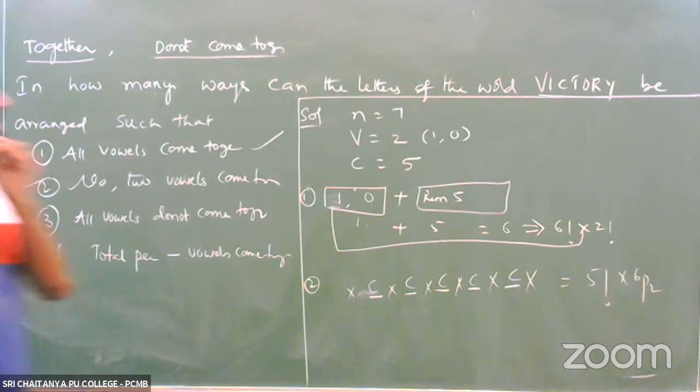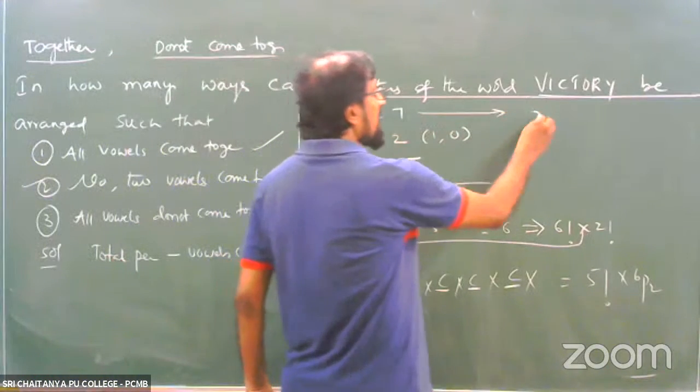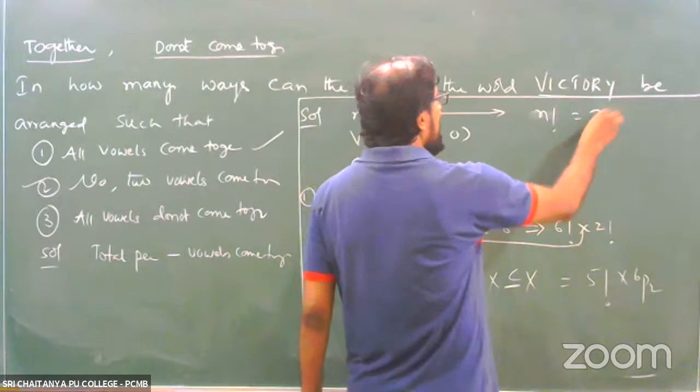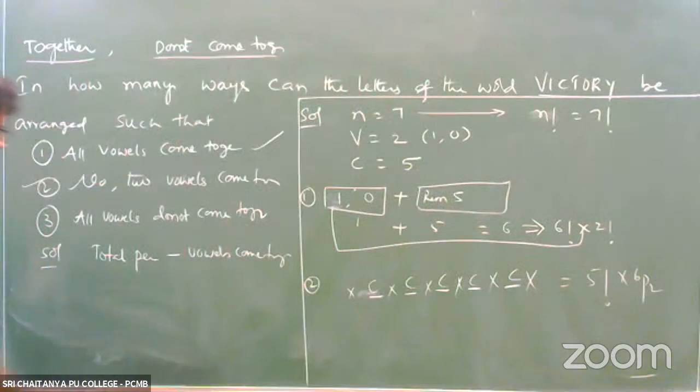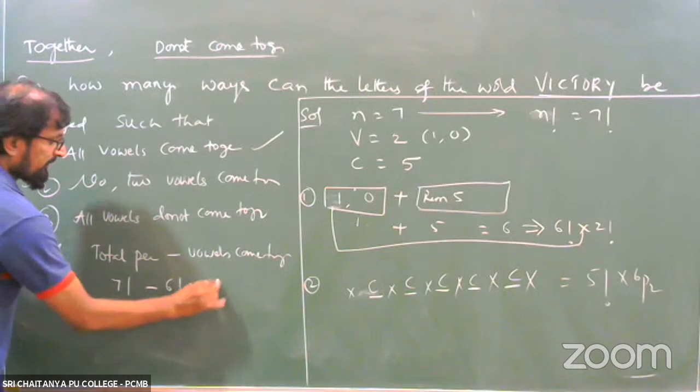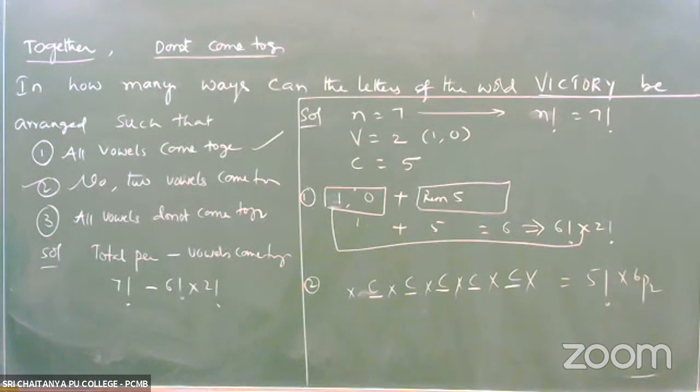Total, how many permutations are there? 7 things can be arranged among themselves in 7 factorial ways. So total permutations are 7 factorial, minus vowels come together, which means the first problem, 6 factorial into 2 factorial. This is how to do the problems when you want one quantity to be together and not to be together. Now copy this or just take a screenshot of this one. Give me 1 minute and let me discuss another topic, alike things in permutations.